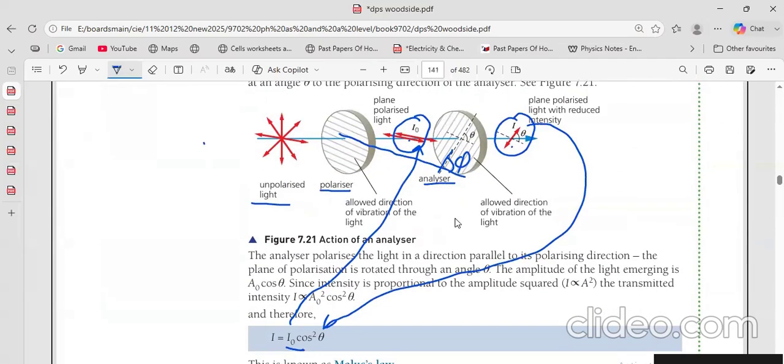If we have unpolarized light, first we pass it through the polarizer, then the analyzer. If this angle becomes 90 degrees, then no light will pass. And if this angle becomes 0 degrees, that means the orientation of these and the orientation of these match, then it will remain as I naught, because cos square 0 is 1. But by controlling the angle, you can reduce the intensity.